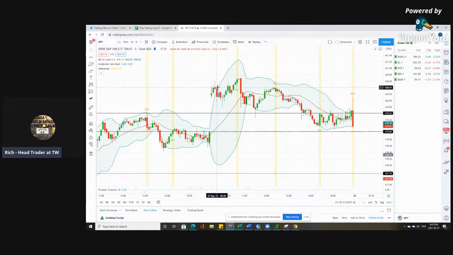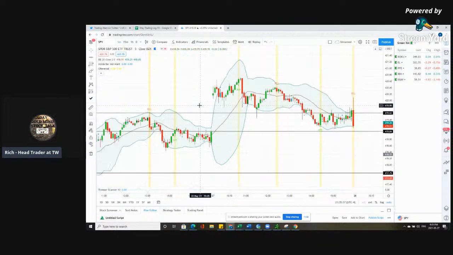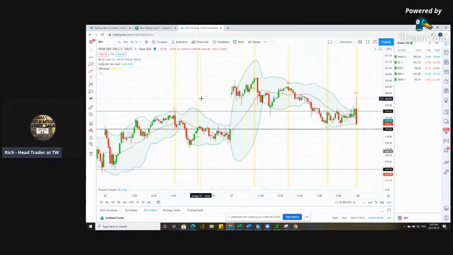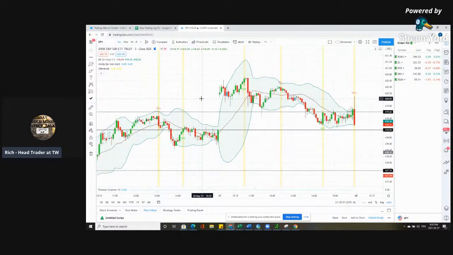So the first thing that we must do every single day is we must say, okay, where are we opening? Anytime we open above the previous day's high, I consider this a gap up. And why is it a gap up? It's a gap up because anyone that was shorting here is going to be trapped.